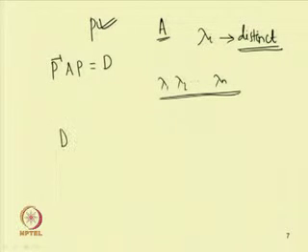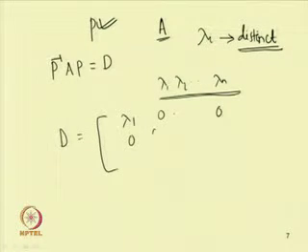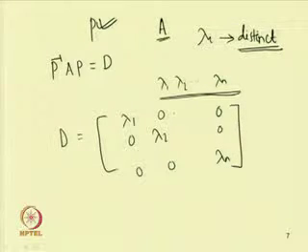Then we can write this D matrix as lambda 1, 0, 0; then 0, lambda 2, and all zeros; and similarly 0, 0, lambda n. So, we can obtain a matrix P such that D equals P inverse A P, where D is this matrix.